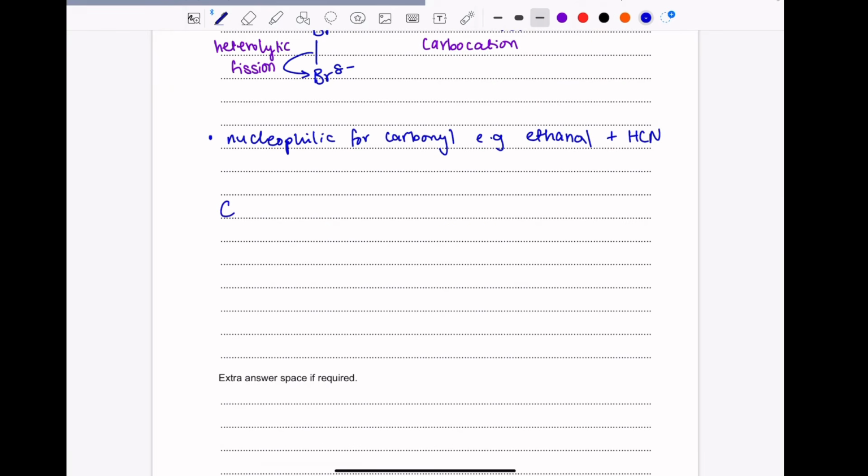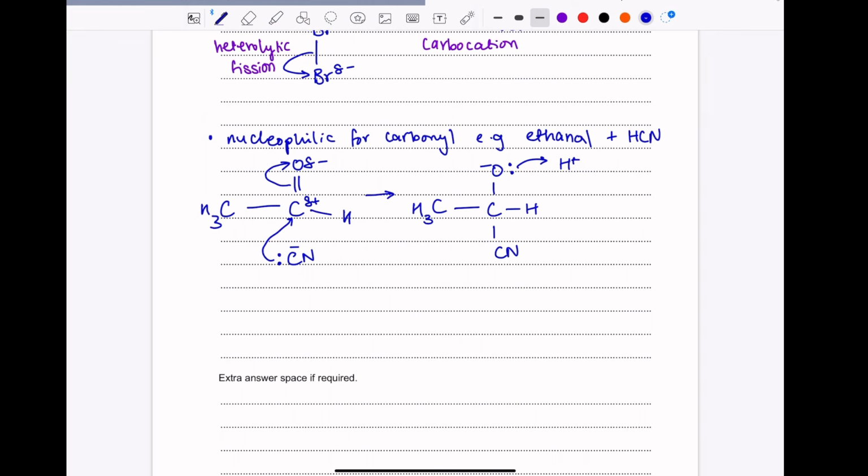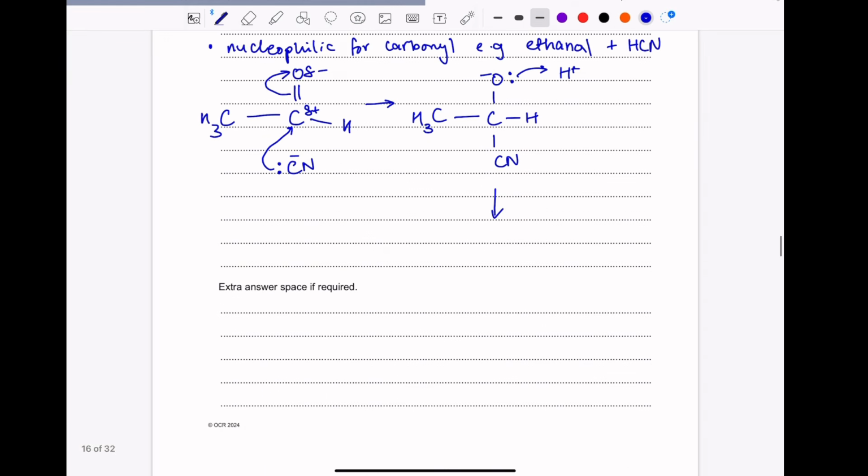And as for the mechanism, here's ethanol. That carbon is delta positive, oxygen delta negative, and there's a lone pair on the carbon of the cyanide that attacks that carbon. And this double bond breaks towards the oxygen via heterolytic fission, and that forms an intermediate. And as far as I'm aware, I don't think this intermediate has a name, but if you do know it, please do put it in the comments. And that lone pair attacks the hydrogen ions present to form the hydroxynitrile.